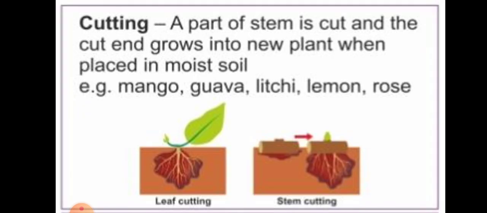Next we saw cutting. Here what happens? A part of the stem is cut. It is commonly observed in rose, sugarcane. In this process, a healthy young branch that has nodes and internodes is selected. The branch is then cut and its leaves are removed. Then the branch is buried in moist soil. After a few days, roots can be seen coming out of the buried branch. This eventually develops into a new plant.